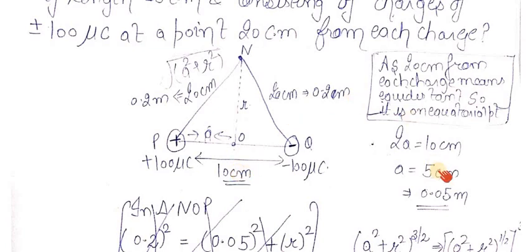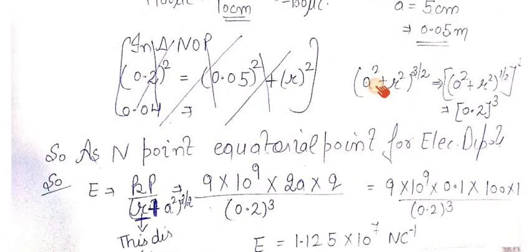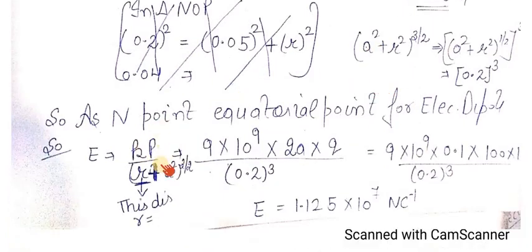Convert into SI units, centimeter to meter, right? Just apply the formula of equatorial point. What is that? KP divided by (R square plus A square) raised to power 3/2, right? So now you will see here this distance, 9 into 10 to the power 9, the value of K, and the value of P, 2A into Q, you will put.